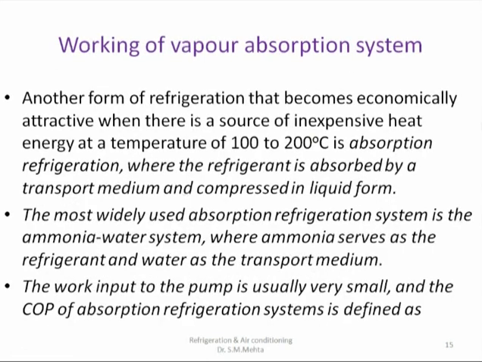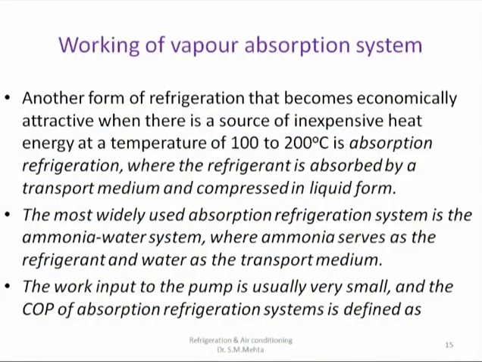Another form of refrigeration that becomes economically attractive when there is a source of inexpensive heat energy at a temperature of 100 to 200 degree centigrade is absorption refrigeration, where the refrigerant is absorbed. So mainly it is economically attractive. That's why we switch to the vapor absorption refrigeration system rather than the vapor compression refrigeration system when there is heat energy available at a 100 to 200 degree centigrade temperature.